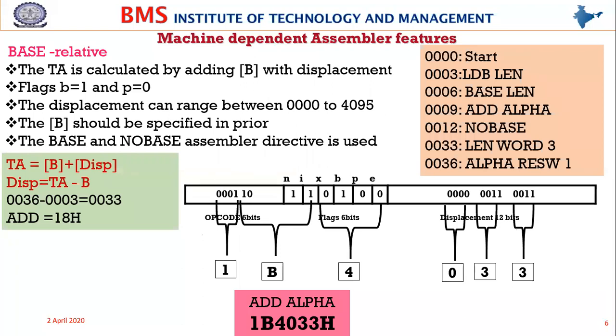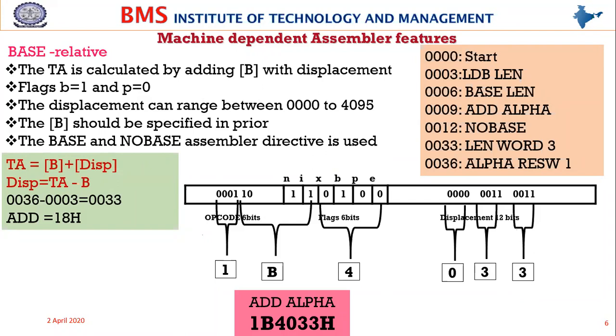So this is how the assembling is done for the base relative addressing. Be careful, it is a base relative addressing mode. We should find the displacement by subtracting the contents of B register from the target address. And you should be capable of specifically locating which instruction is base relative. Any instructions appearing between BASE and NOBASE are base relative addressing. If BASE and NOBASE are not specified, then by default the format 3 instruction will be considered as PC relative.